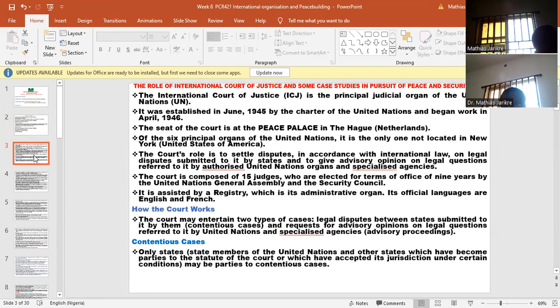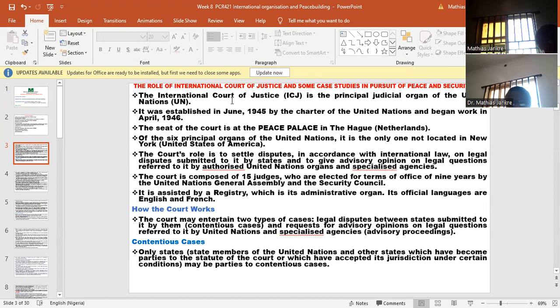Today, we'll be looking at the role of international courts and some case studies pursued in the pursuit for peace and security.